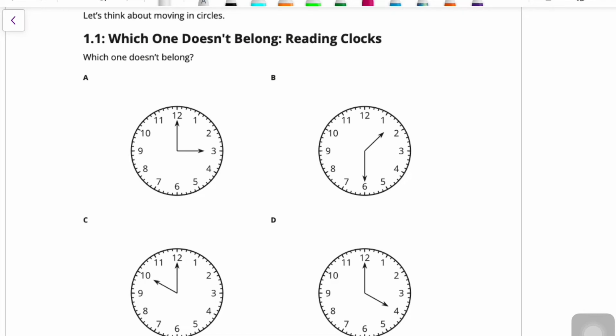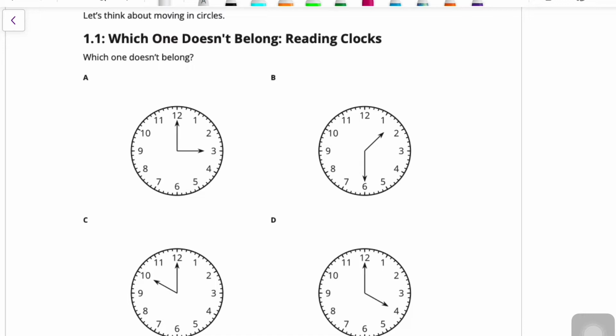There are lots of different things that you could say here. You could say A doesn't belong because it's the only one where the hands form a right angle. You could say it's the only one that forms an arc that is a quarter of the circle. B doesn't belong because its minute hand is at the 30 minutes and the rest of them are not. The rest of them have minute hands up at the 12.